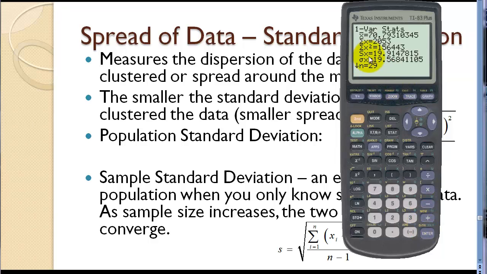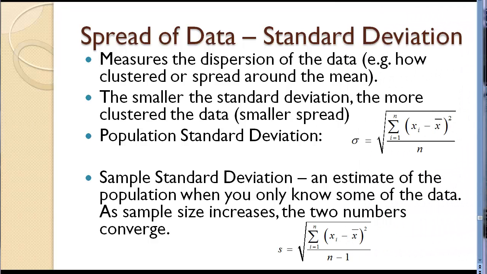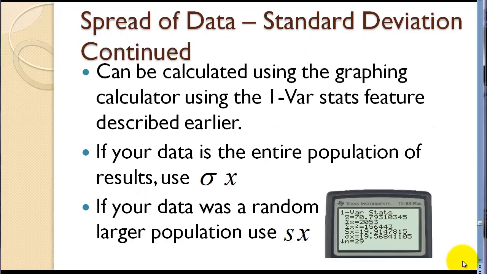Again, for our test scores, it was about 19.6 was our standard deviation. Now, when we're dealing with large populations of data, well, first, before we do that, one of the things we have to deal with, so I just showed you how we calculated the sigma. We just showed that there.